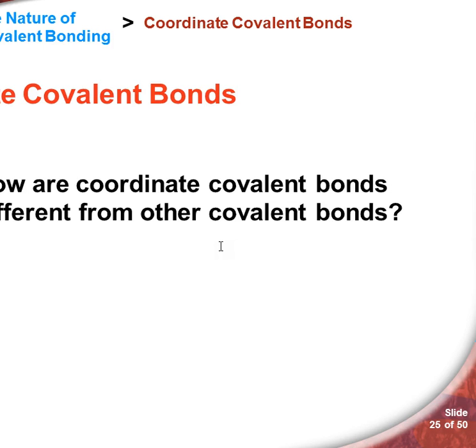All right, so we just finished talking about some examples of covalent bonds and how they make octets for all of the atoms that are involved. We need to talk about the next thing, which is coordinate covalent bonds. And the question is, how are they different from covalent bonds? So these are coordinate covalent bonds. They're different from covalent bonds. Let's see how.